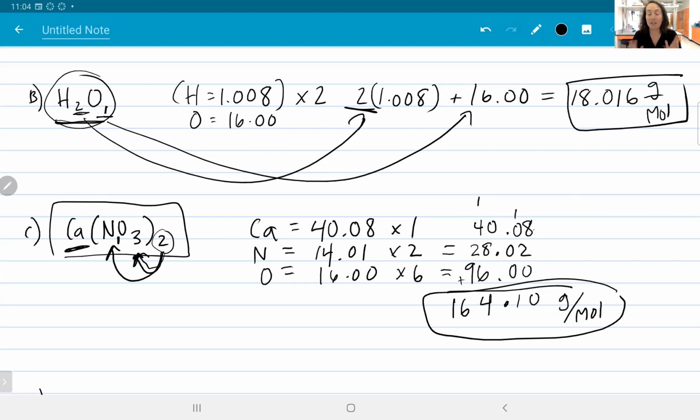All right, so that's it. Hopefully you worked some sample problems. There are a few in the homework, but you need to get incredibly comfortable calculating the molar mass of compounds, because I will not always provide it for you.